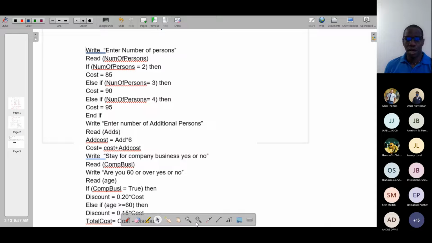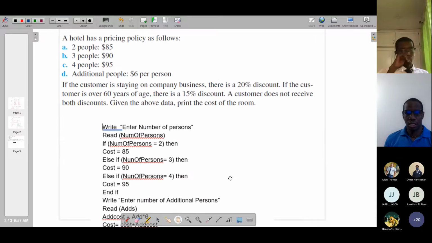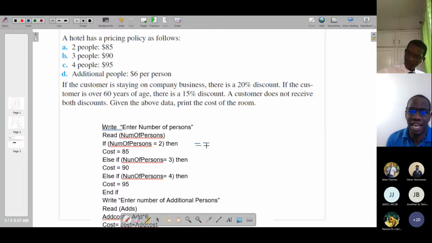So Omar started off by saying enter number of persons, and then we read in the number of persons. And we say if number of persons is equal to 2, and just to remind Omar, I like my double equal sign over the single equal sign, but this is not an issue as it's pseudocode. All right, if number of persons is equal to 2, then the cost is 85.